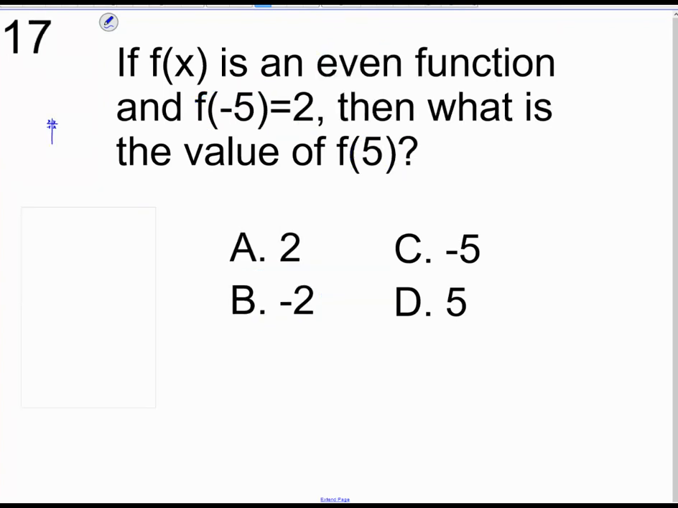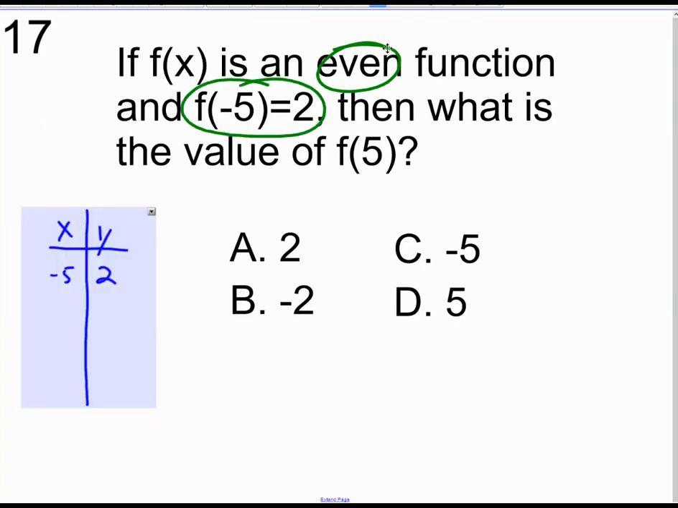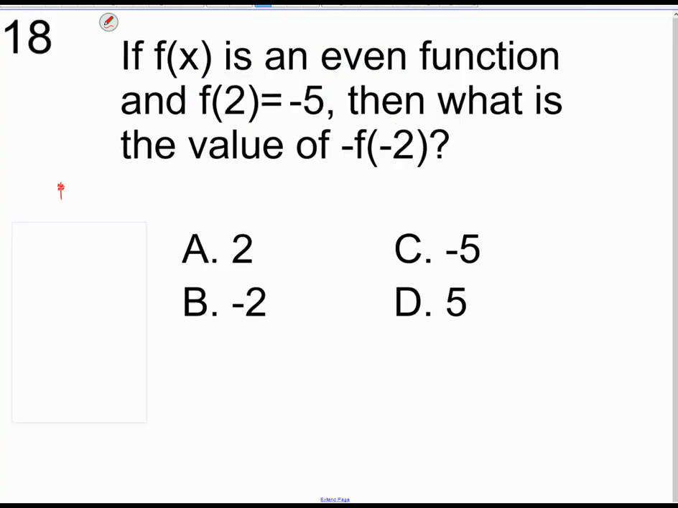Number 17, we're talking about an even function now. F of negative 5 is 2, so that means input of negative 5, output of 2. And so it follows that positive 5 is going to output positive 2 because it's an even function, and that is the answer. You got to be careful here.